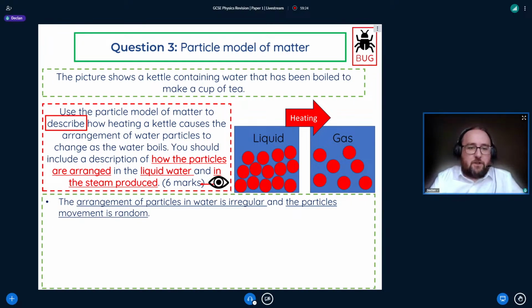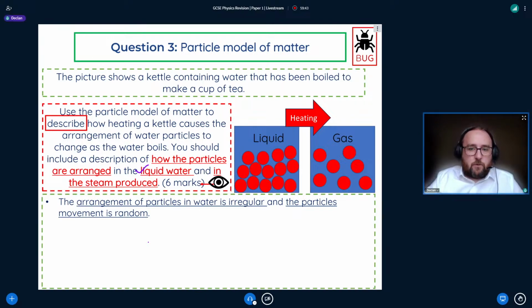So starting off by talking about the arrangement of the particles in the water, saying how it's irregular. They're random. They're not in a normal pattern, and the movement is random. There's gaps. They can move around a little bit. So I've spoken about how those particles in the liquid water are arranged. Boom, tick that off as I go.